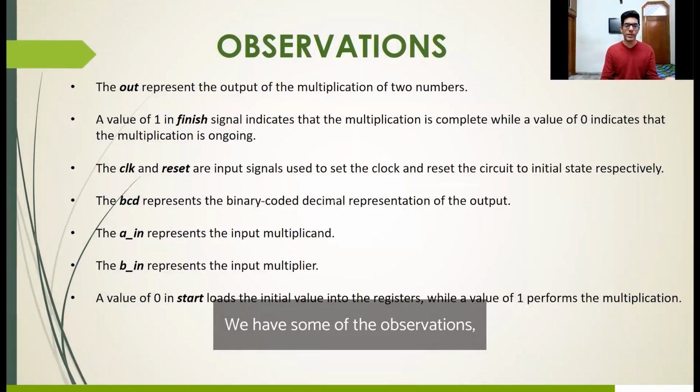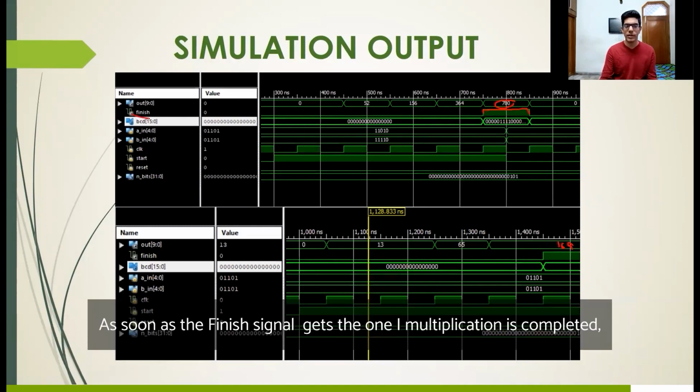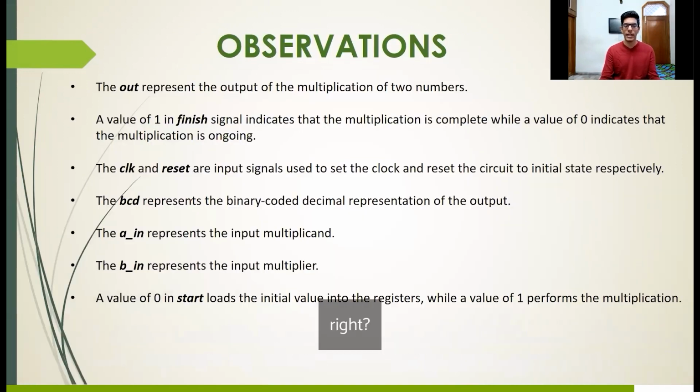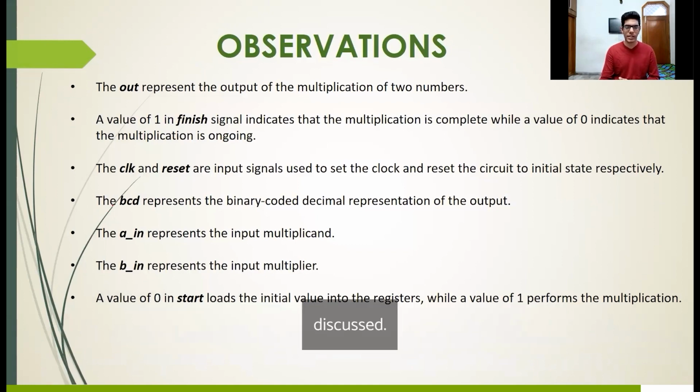Next, we have some observations. The output represents the value of the multiplication when the finished signal gets to 1, right? Here we discussed it. As soon as the finished signal gets to 1, our multiplication is completed, right? Then we have these simple things which we have already discussed.